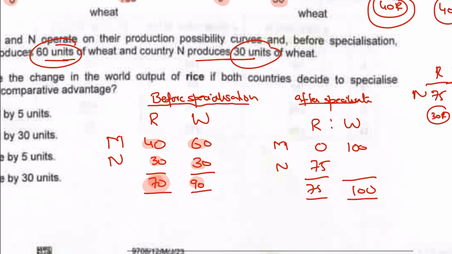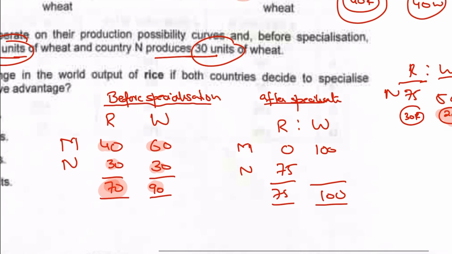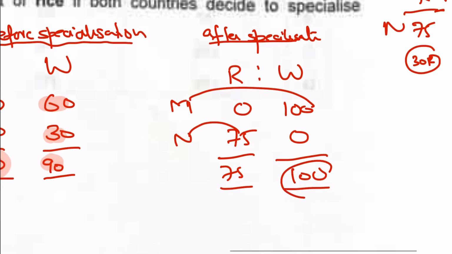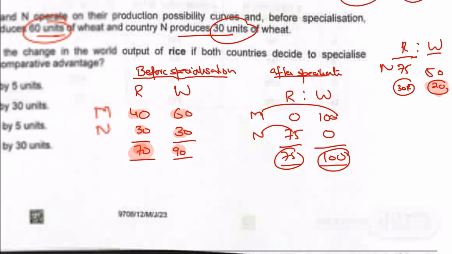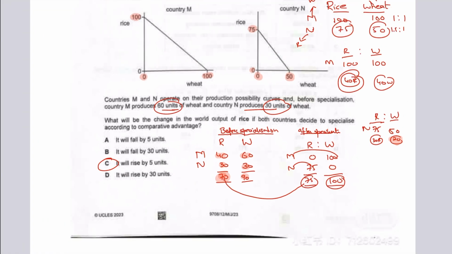After specialization, M specializes in wheat because it has a lower opportunity cost in wheat, while N has a lower opportunity cost in rice. So M will produce the maximum wheat and N will produce the maximum rice, since all resources are diverted towards their respective comparative advantages. After specialization, world output would be 100 for wheat and 75 for rice. The world output for rice goes up from 70 to 75, a rise of 5 units. The correct answer is C.